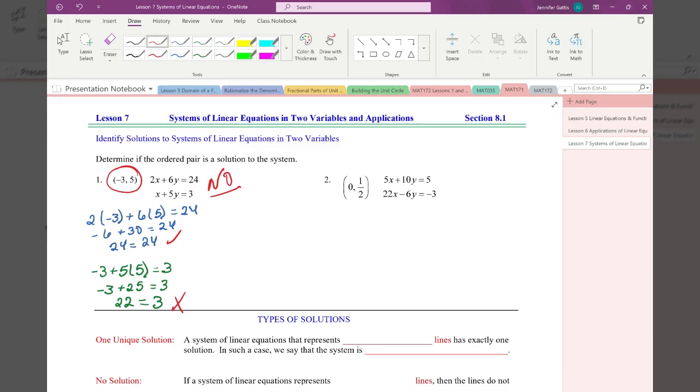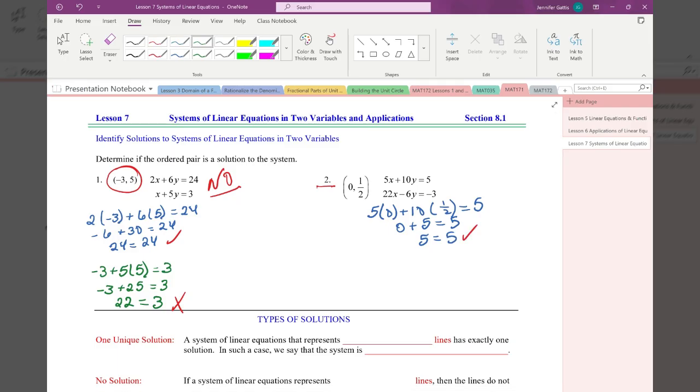So take a moment and try number 2 and see if you can determine, is it a solution or is it not a solution? So to determine if it is or is not a solution, what we want to do is, again, plug in. So 5 times 0 plus 10 times 1/2 is equal to 5. So that gives me 0 plus 5 is equal to 5, or 5 is equal to 5. So yes, we do have a good one.